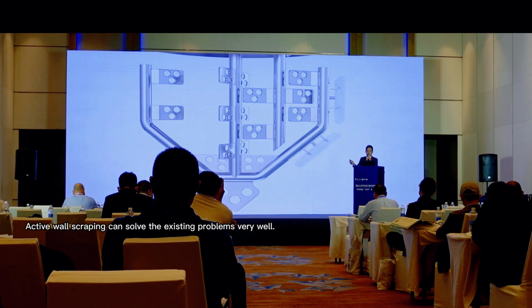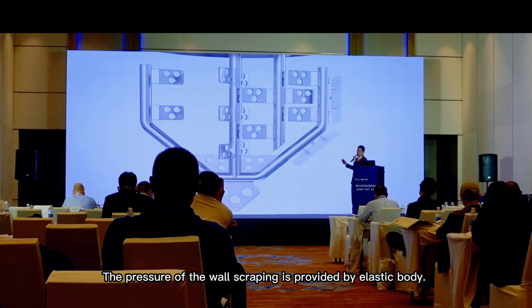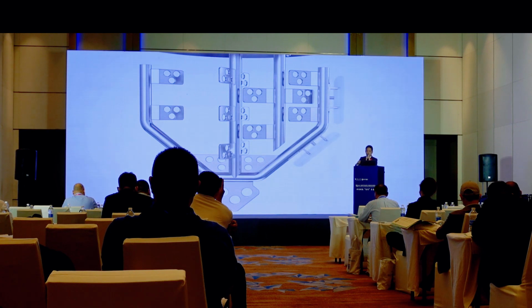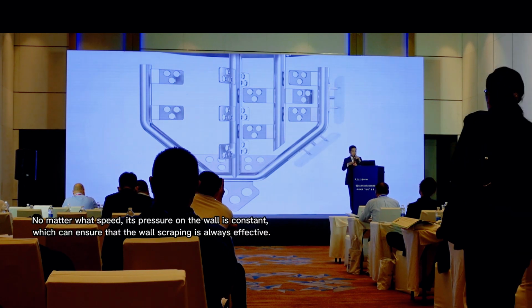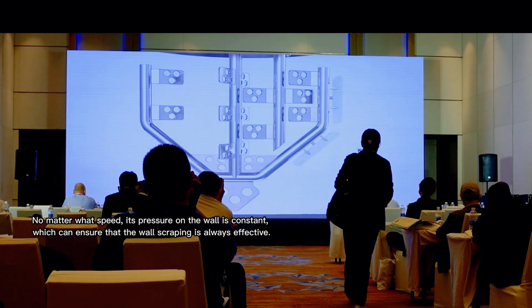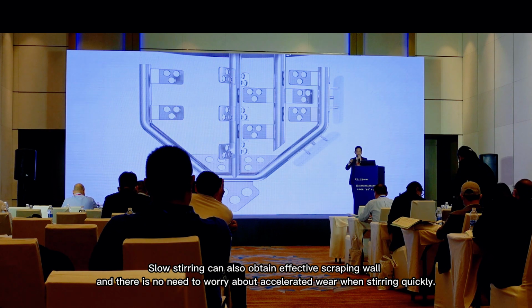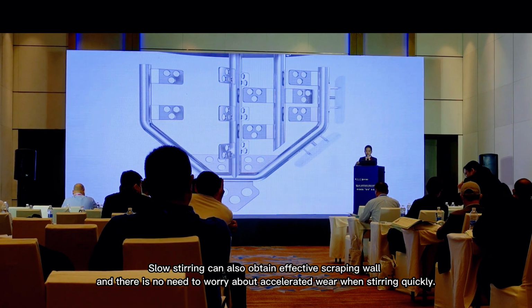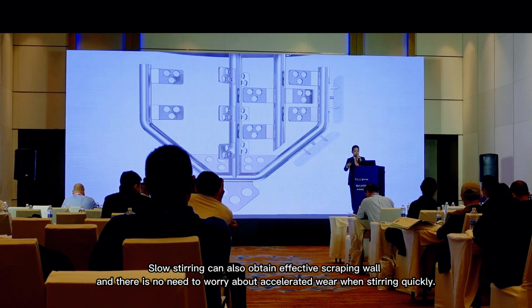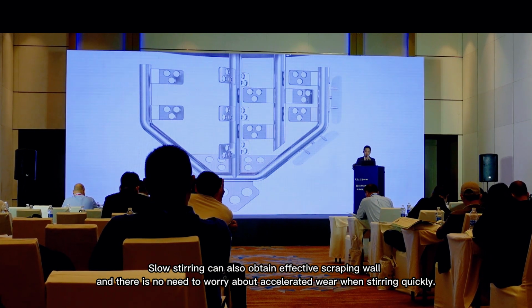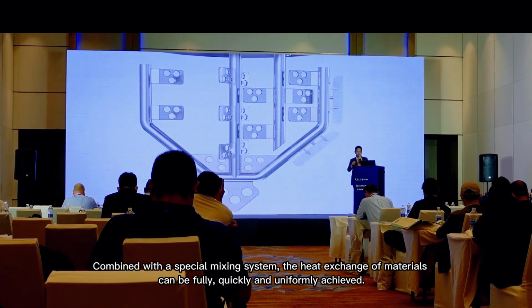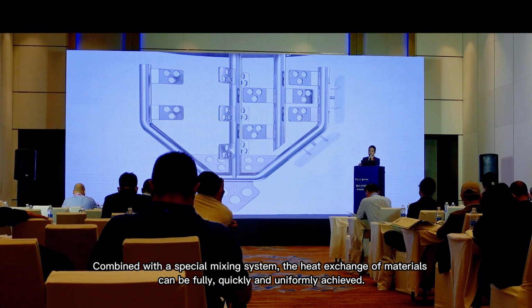Active wall scraping can solve the existing problems very well. The pressure of the wall scraping is provided by an elastic body. No matter what speed, its pressure on the wall is constant, which can ensure that the wall scraping is always effective. Slow stirring can also obtain effective wall scraping, and there is no need to worry about accelerated wear when stirring quickly. Combined with the special mixing system, the heat exchange of materials can be achieved fully, quickly, and uniformly.